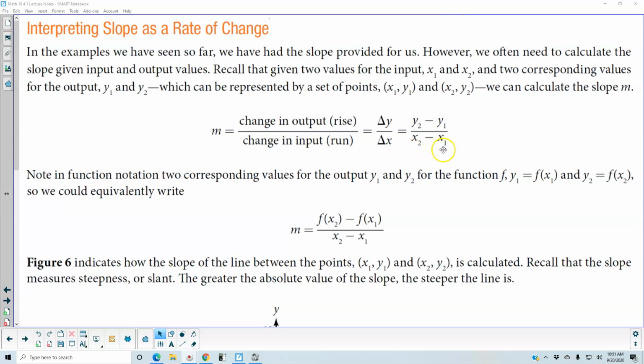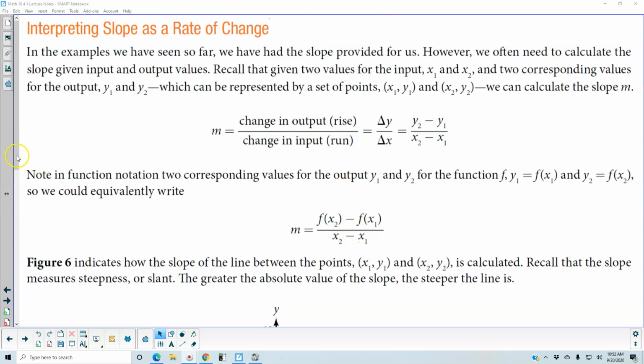Now note that in function notation, two corresponding values for the output, y1 and y2, for the function f can be written as y1 is equal to f of x1, and y2 is equal to f of x2. So we could equivalently write m is equal to f of x2 minus f of x1 over x2 minus x1.